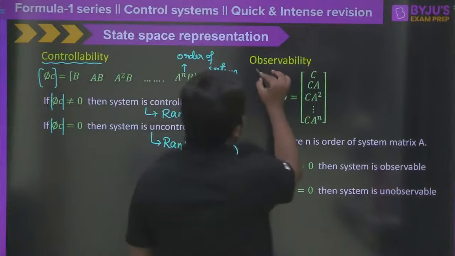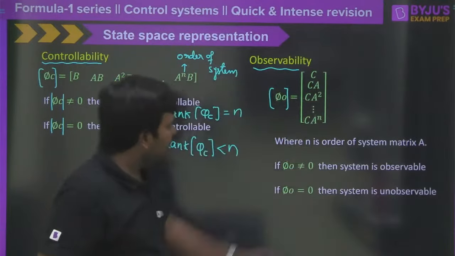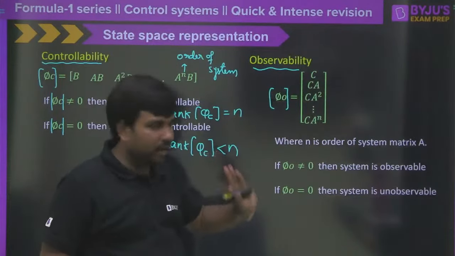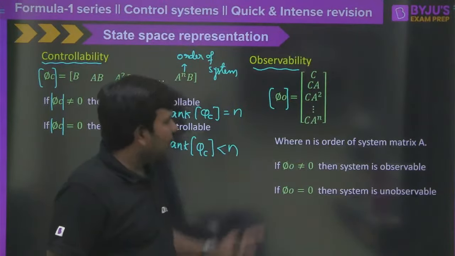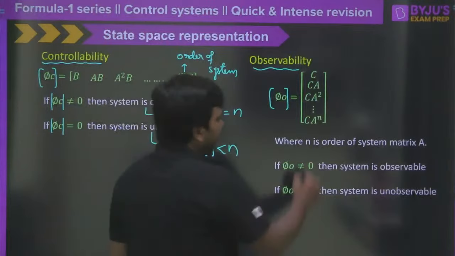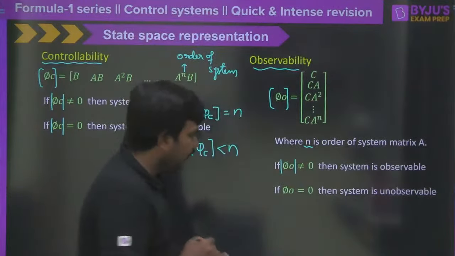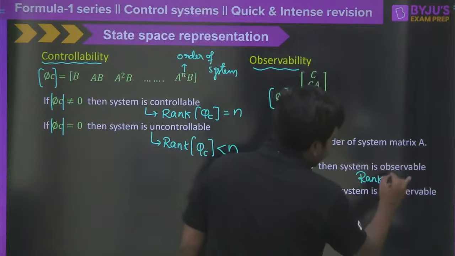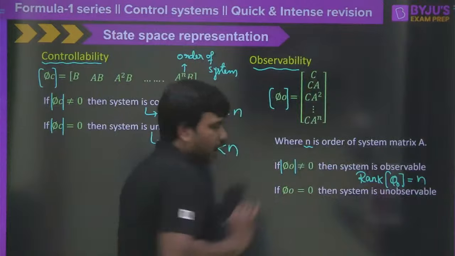For observability, we will take another matrix here, which is considered as phi o, and C is actually the output matrix, A is the system matrix. As I said, once you form this particular matrix, then again n is the order of the system. Once again we have to calculate the determinant of this matrix. If it is not equal to 0, then this means that the rank of this matrix, whatever the matrix we have developed here, is equal to n. Then the system is observable.